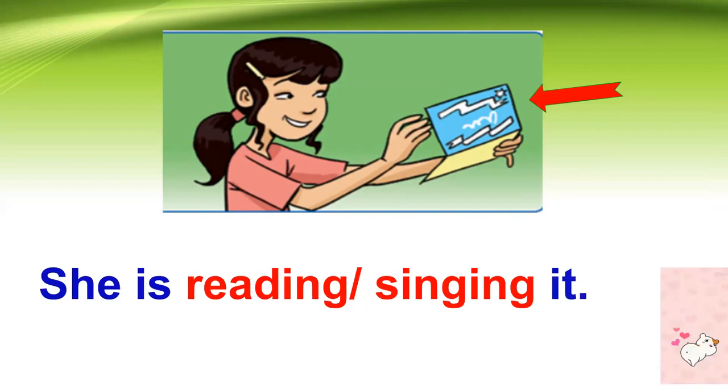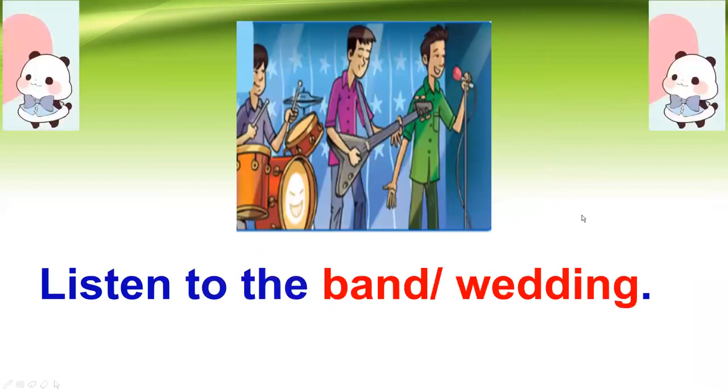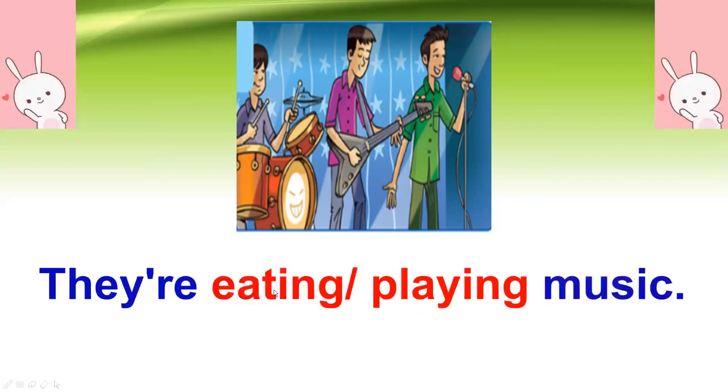Okay, the second one, she is reading or singing it. This is an invitation, so you singing an invitation? No, I don't think so. So, she is reading it, okay? Next, listen to the band or wedding. Is the wedding here? Listen to the band. Good job. They are eating or playing music. Can you eat music? No, you can't. So they are playing music.